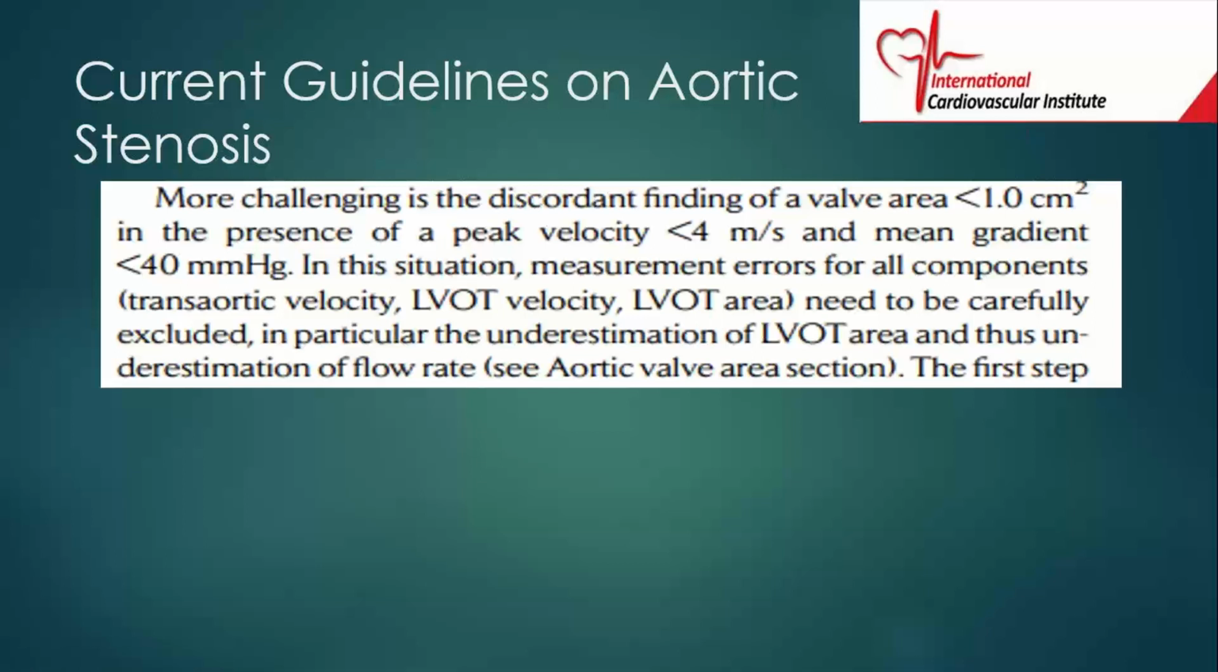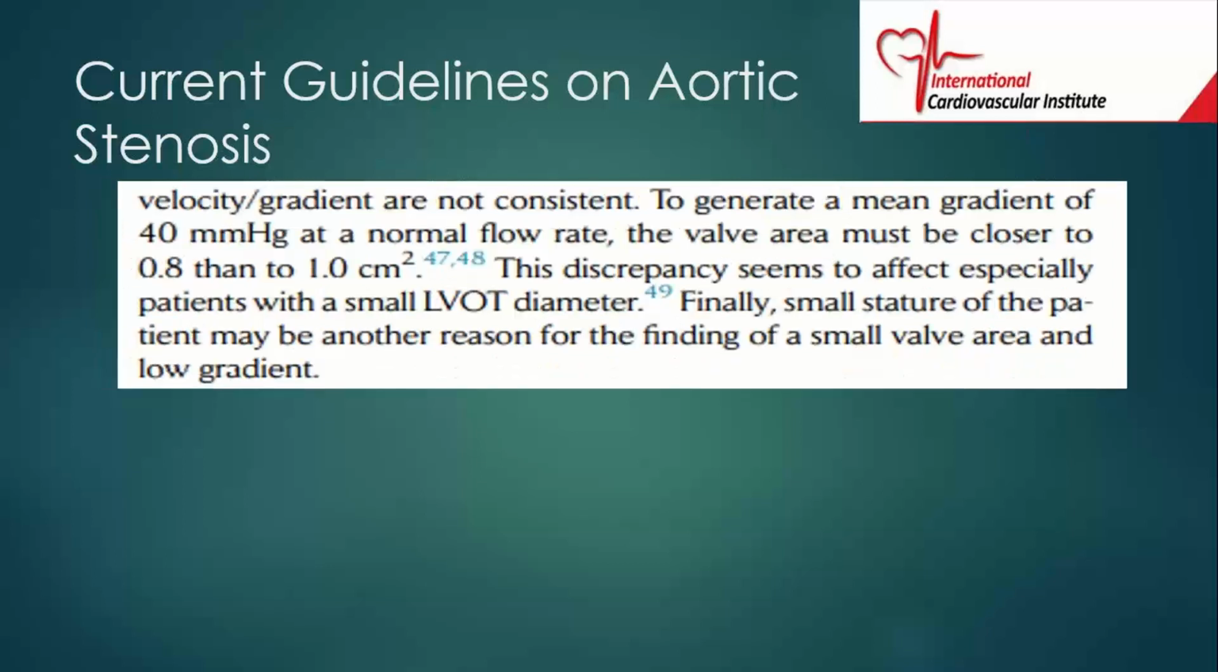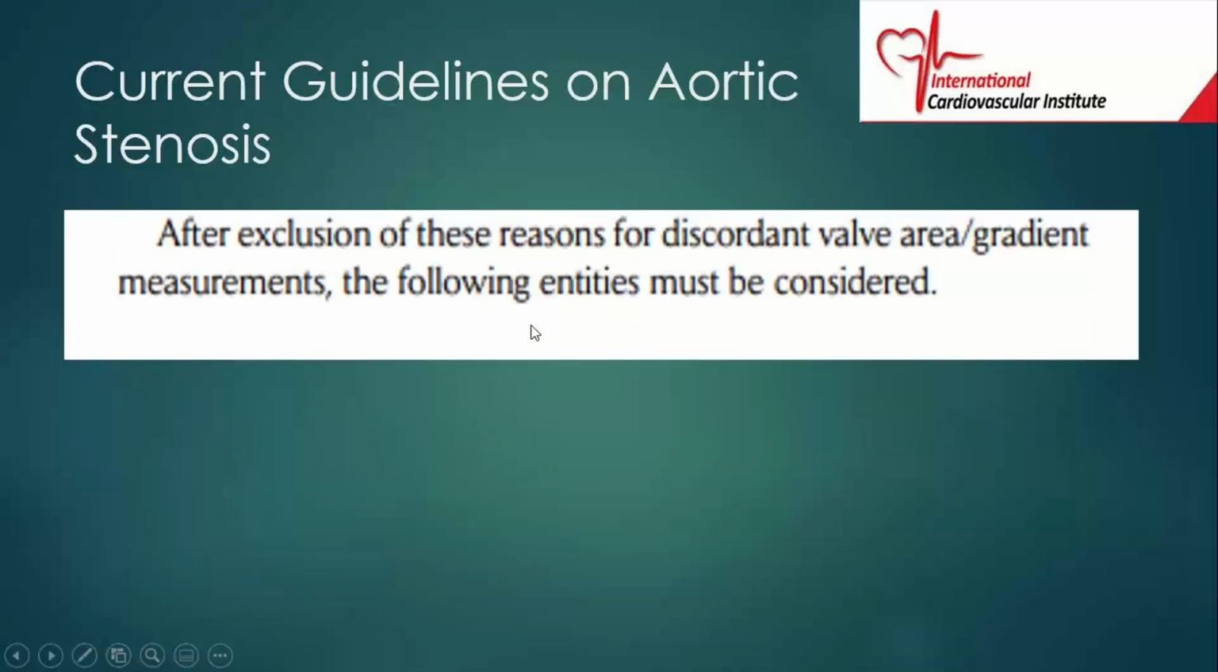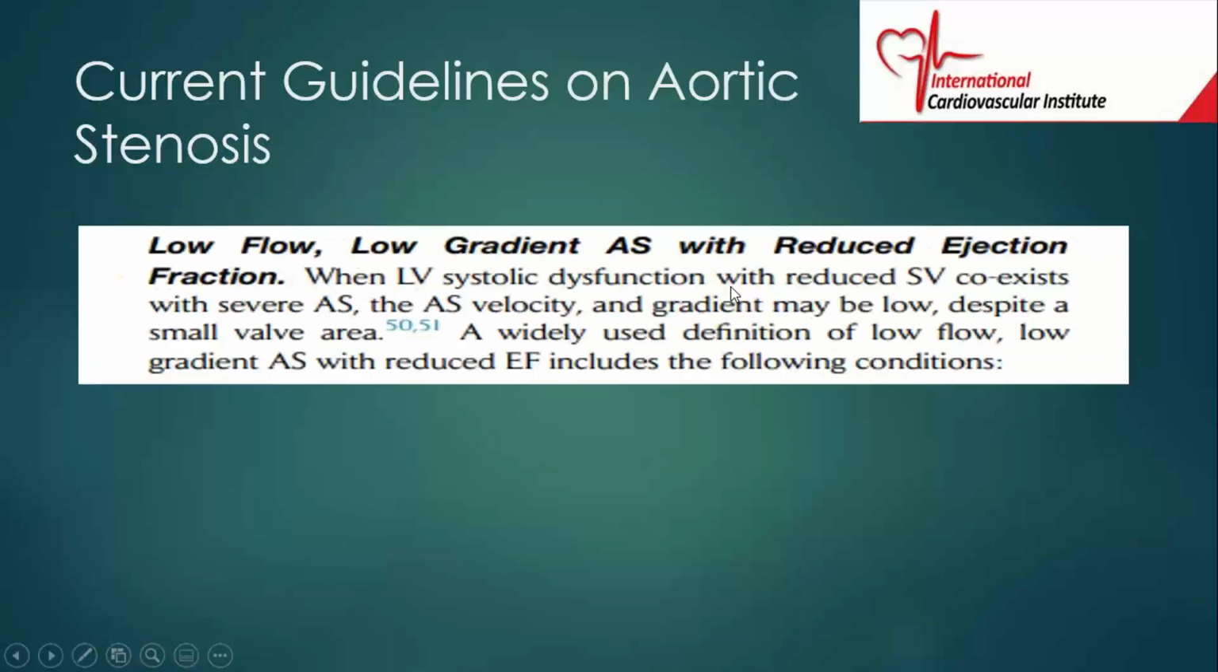All right, so the first thing you have to do is double check that your measurements are accurate. If your measurements are accurate, then there are a couple of situations that you have to look at. So after exclusion of these reasons for discordant valve area and gradient, then you're going to consider low flow, low gradient AS.